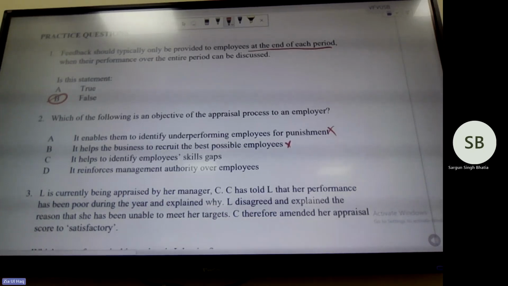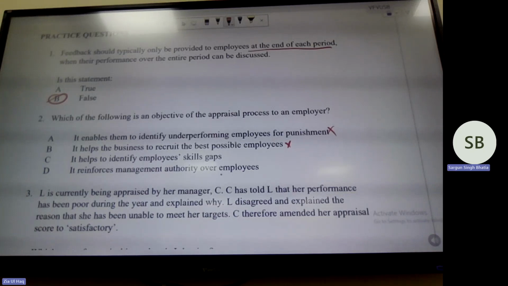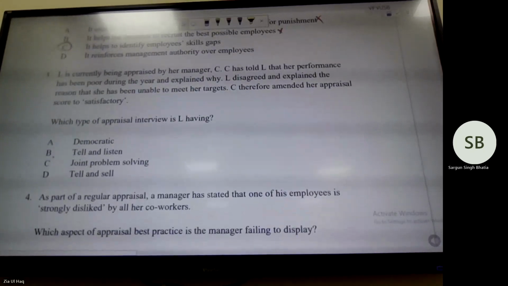It helps to identify employees' skill gap. Obviously, through appraisal, the employee will explain where he is lacking so that you can identify further development and training needs. It reinforces management authority over employees. That means you are going to exercise your authority over employees. No, sir. Option C is the applicable option. Seems logical.